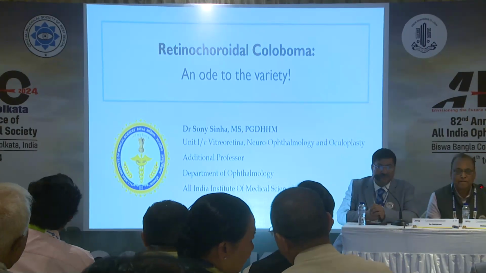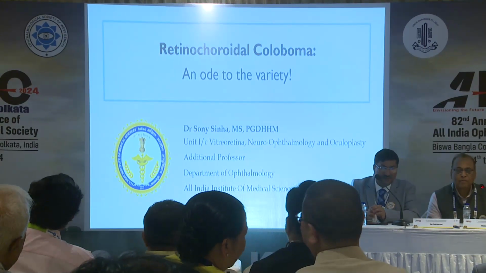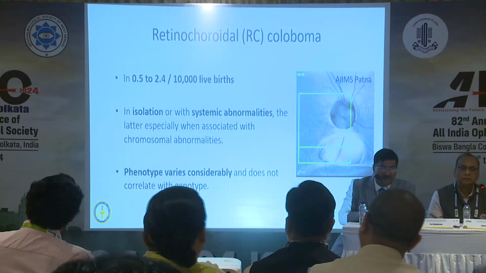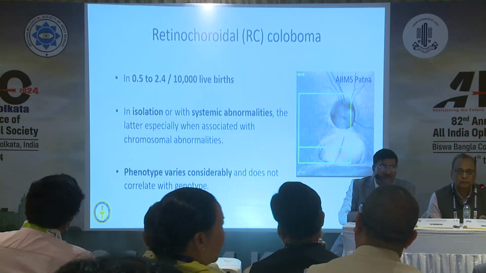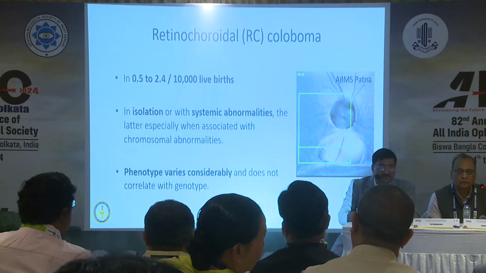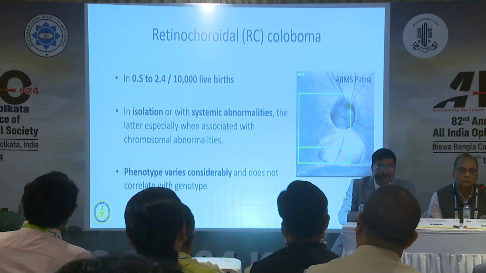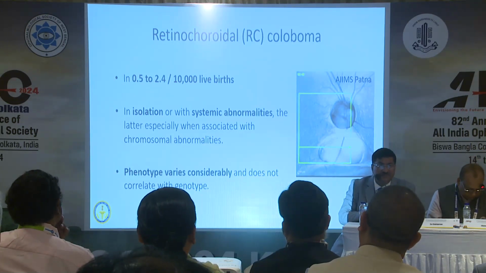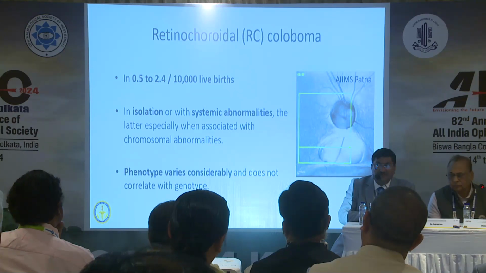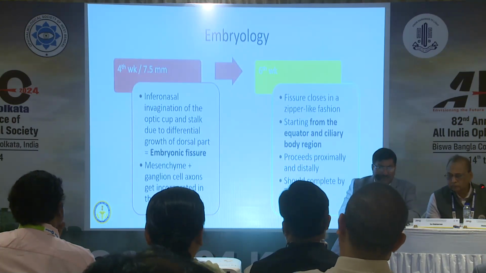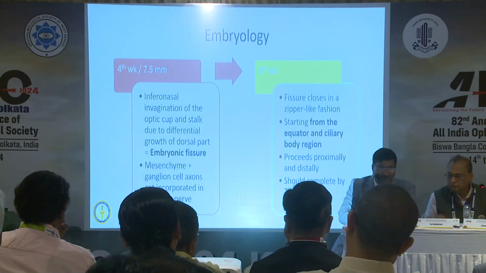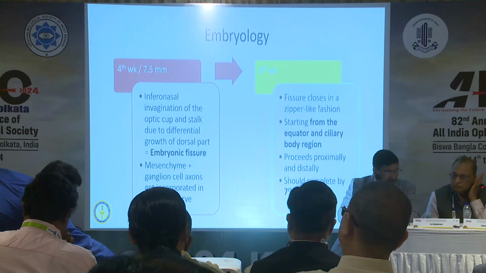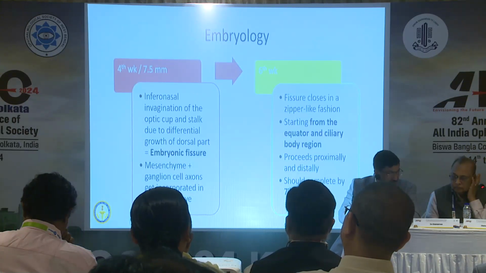Retinochoroidal colobomas, an ode to the variety. There are no financial interests. RC colobomas occur in 0.5 to 2.4 per 10,000 live births, either in isolation or with systemic anomalies with varying phenotype. The embryonic fissure starts developing at the 4th week of gestation and closing at the 6th week from the equator. It gets completed at the 7th.